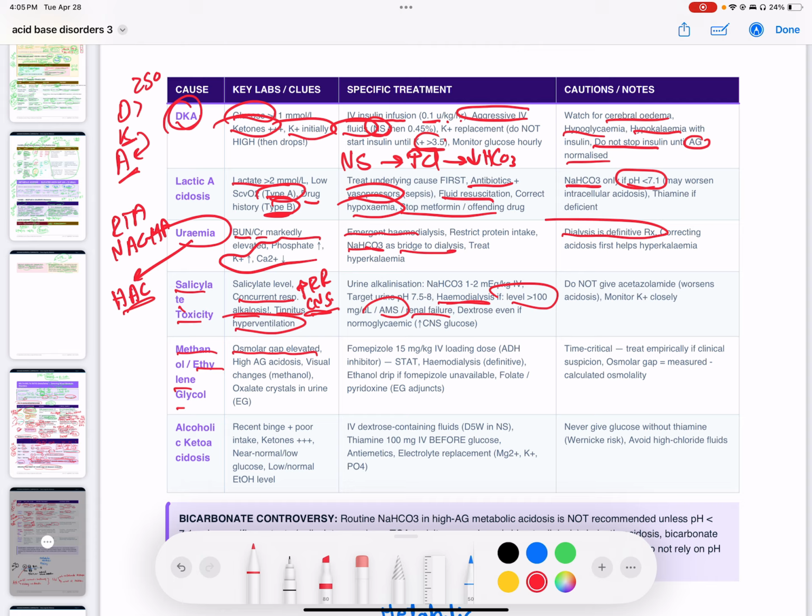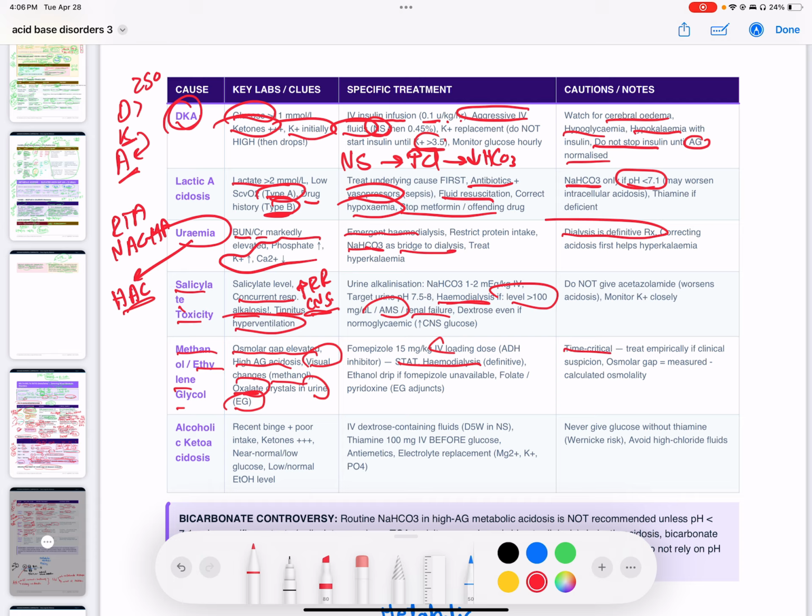After that, some alcohols like methanol or ethylene glycol, and here you will find the osmolar gap is elevated and there's high anion gap acidosis as well. There are sometimes visual changes if it's methanol. Sometimes if it's ethylene glycol, you can find oxalate crystals in the urine. And the treatment for that is usually fomepizole. Fomepizole is usually a loading dose of 15 milligrams per kilogram, and you give it IV. And sometimes this is an indication for hemodialysis, which we'll talk about in another video.